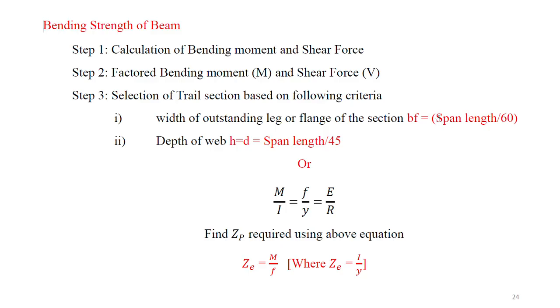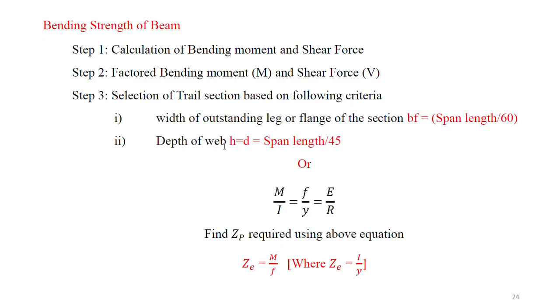that width of the flange should be more than or equal to the span length by 60. These are the minimum values we used to take: span length by 60. If you take this ratio, you can get the width of the flange. And the depth of that particular section, or depth of the web of the section, we used to take as span length by 45. The section which satisfies both of these conditions we choose as the trial section. This is one condition.